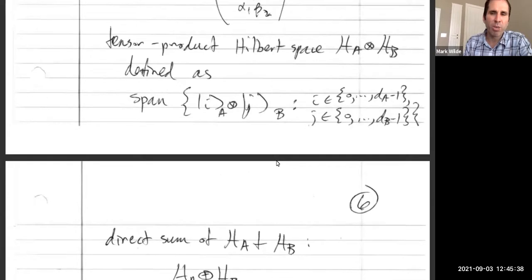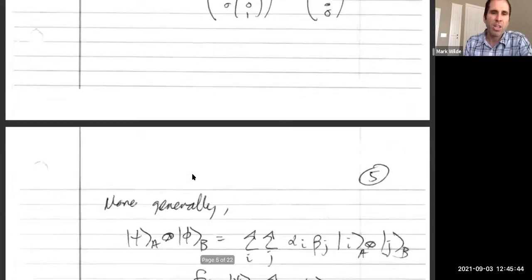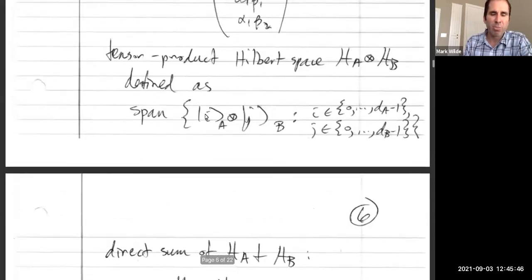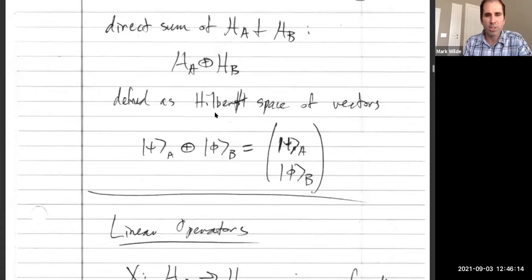A tensor product Hilbert space, I don't know if we've defined that yet. We defined the tensor product of vectors. The tensor product Hilbert space is going to be the span. You pick an orthonormal basis for A, another orthonormal basis for B, you evaluate the tensor products of those, and then take the linear span of all of those vectors. All possible linear combinations of these is the tensor product Hilbert space. Okay. There's something else called the direct sum, and this is a different kind of operation between Hilbert spaces and vectors.